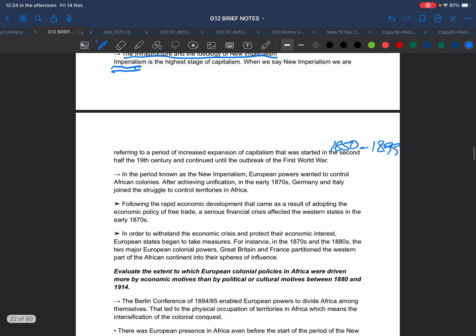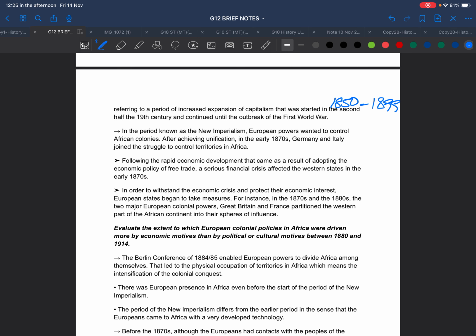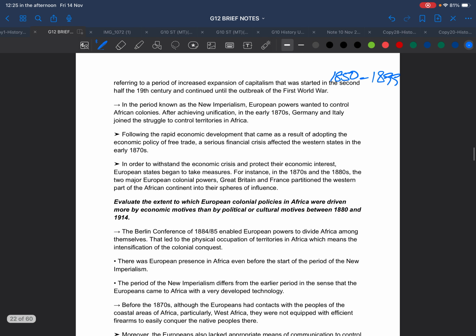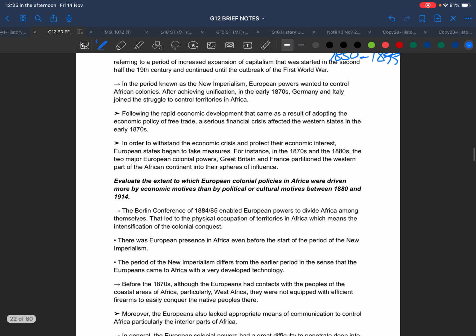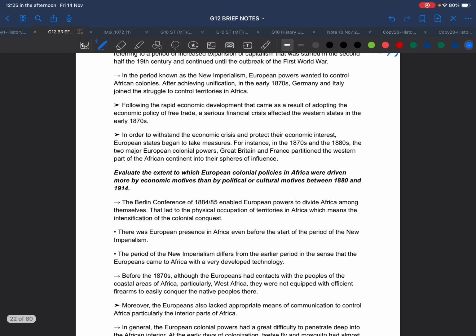New imperialism showed that there was an old imperialism, old capitalism. That was the entry of incursion or colonial attempts and control of places like Angola and Congo by the Portuguese colonizers. In the period known as the New Imperialism, European powers wanted to control African colonies. By the way, the word itself means what? Imperialism means empire building.